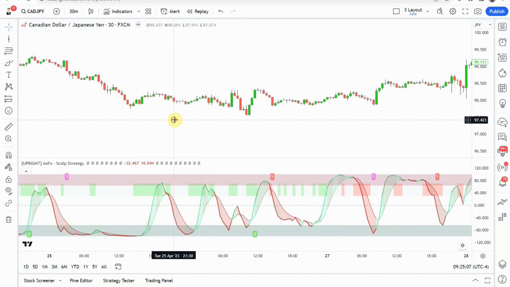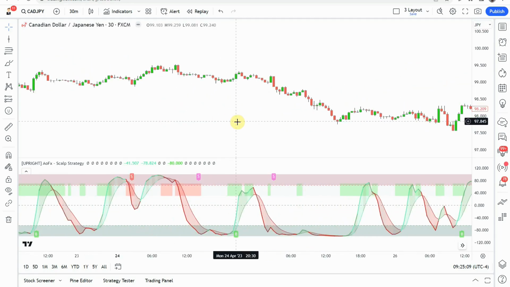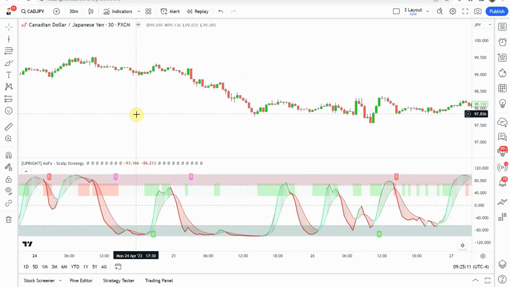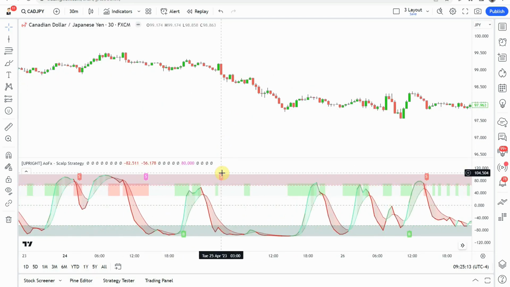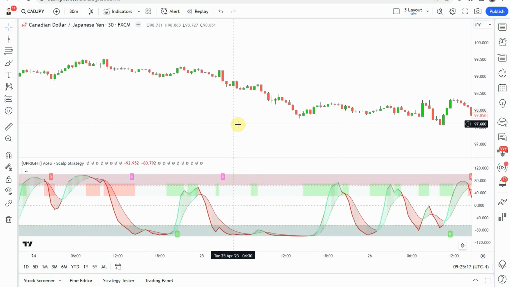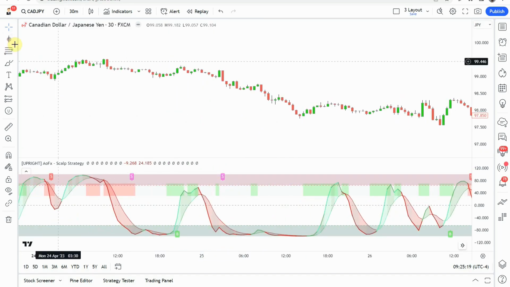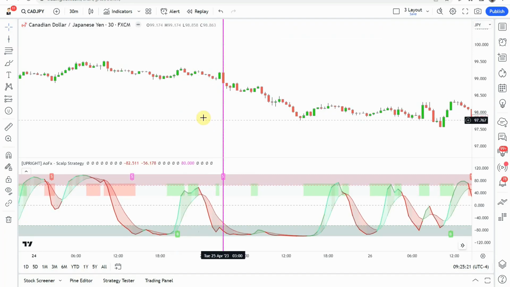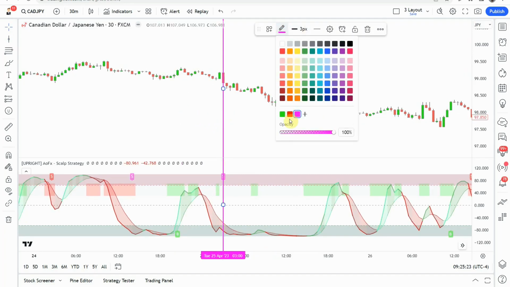The idea of this is when you get an S tag, that's going to be the signal to go short. So we'll look at this one just for example's sake right here. And so we get an S tag right here. It's going to be on that candle there.